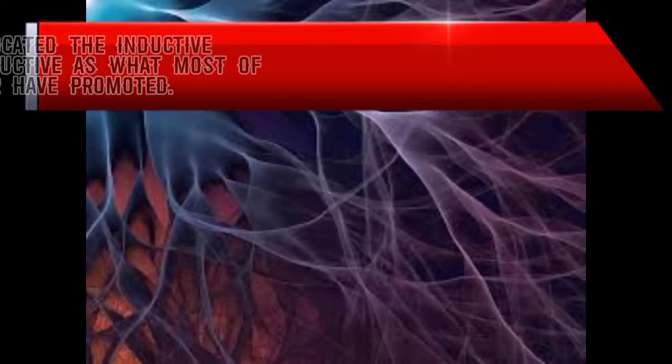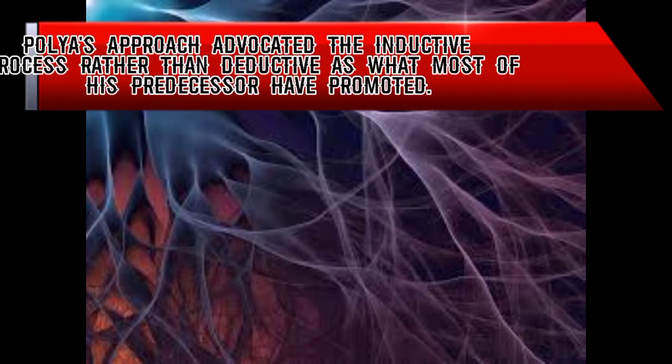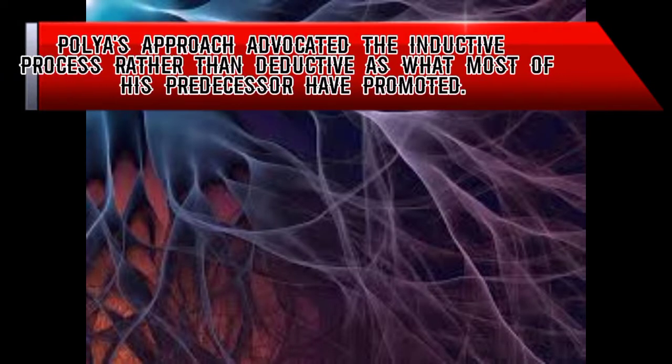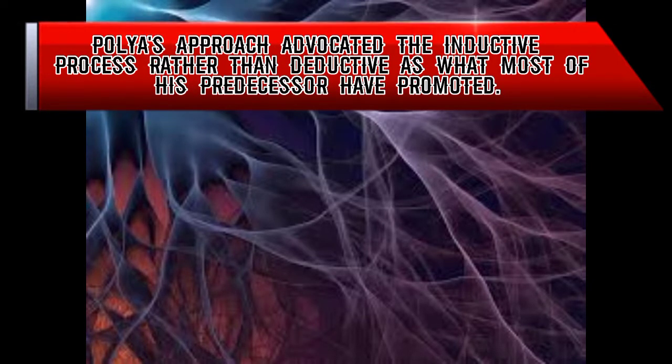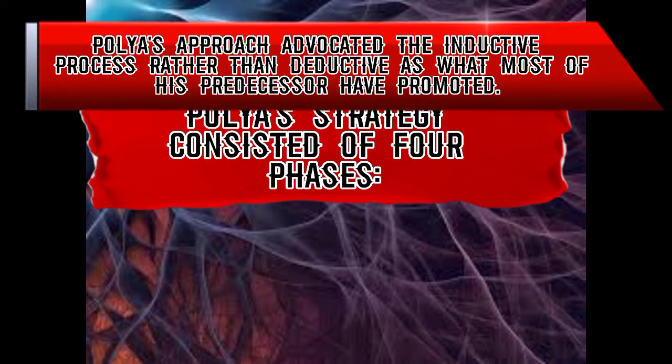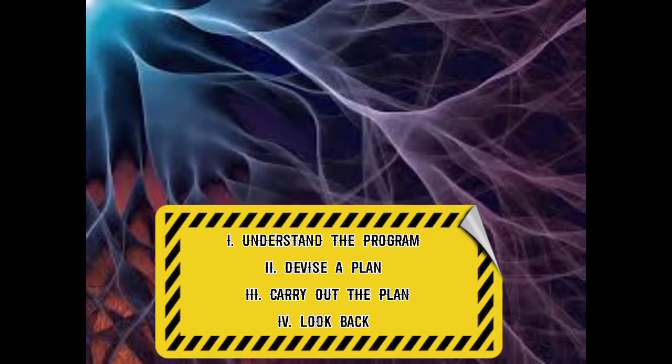Polya's approach advocates the inductive process rather than the deductive as what most of his predecessors have promoted. He argued that students can be more engaged with mathematics if they do experimentations themselves. In summary, Polya's strategy consisted of 4 phases: understand the problem, devise a plan, carry out the plan, and look back.